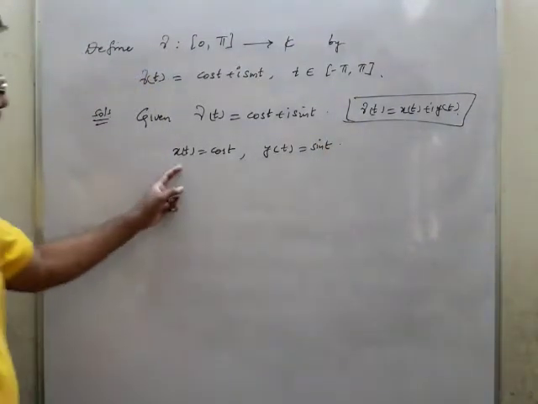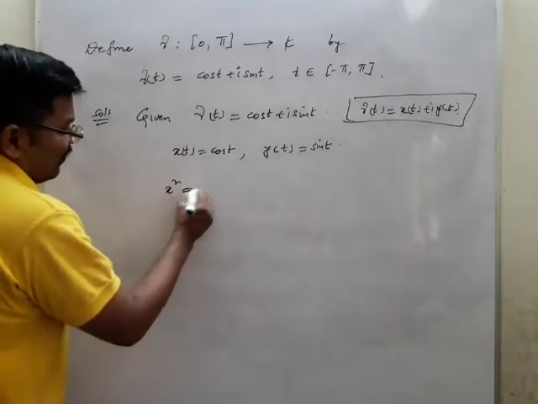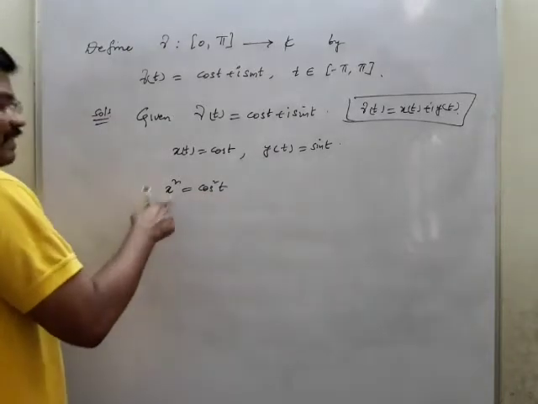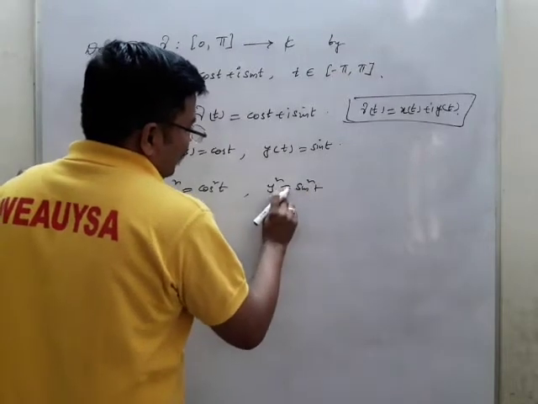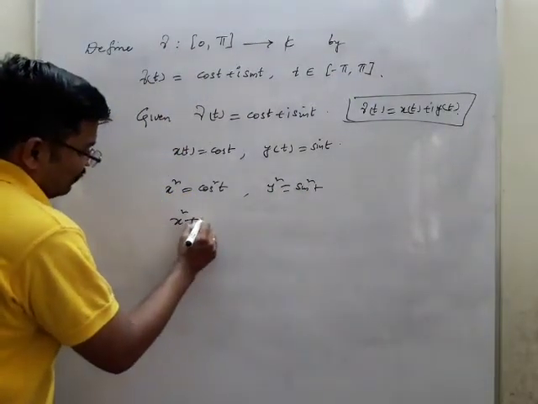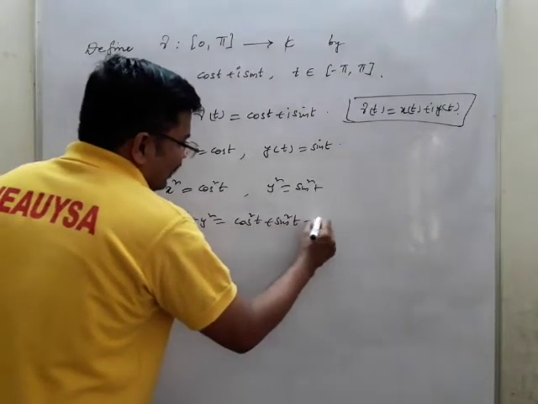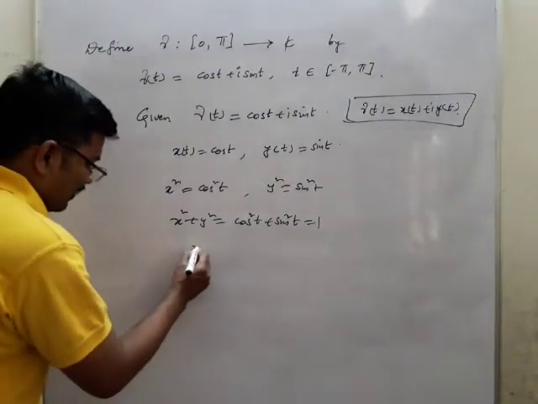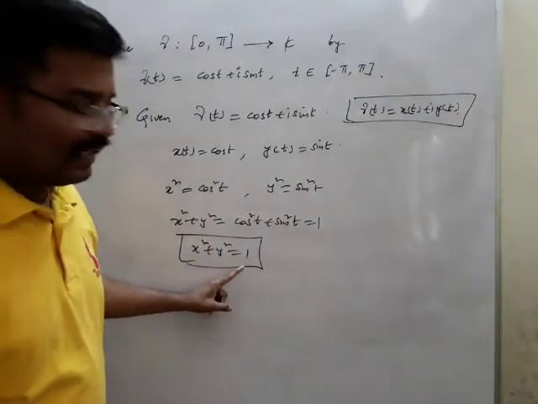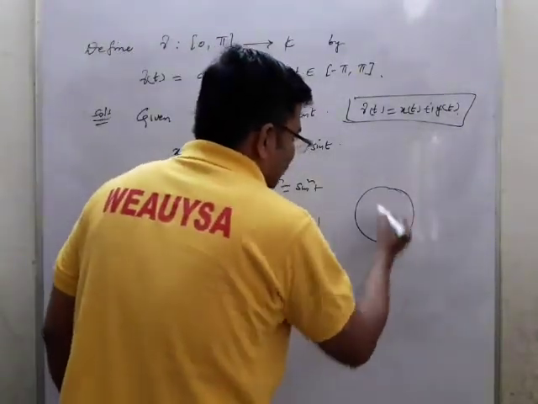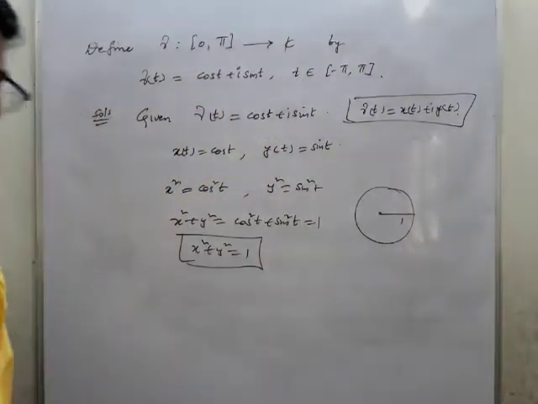Now x of t equals cos t and y of t equals sin t. So I may write that x square equals cos square t, that is x of t whole square, and y square equals sin square t. If I add these two, I will be getting cos square t plus sin square t, which is equal to 1. So what I got is x square plus y square is equal to 1. This is a circle with radius 1. It's a closed one again, a circle with radius 1.